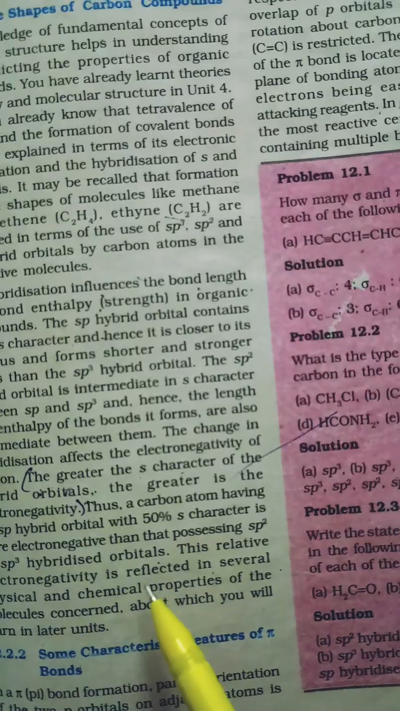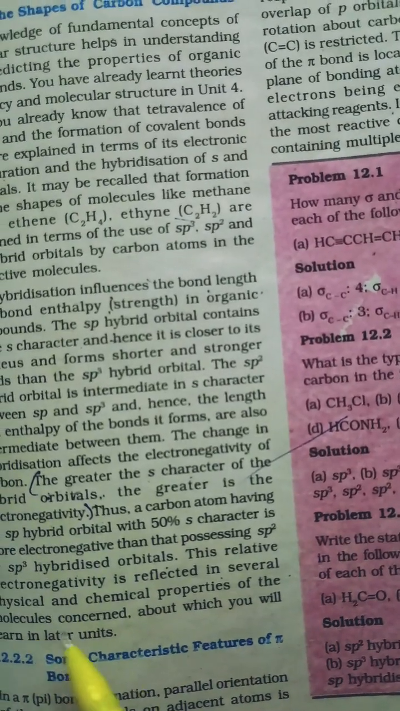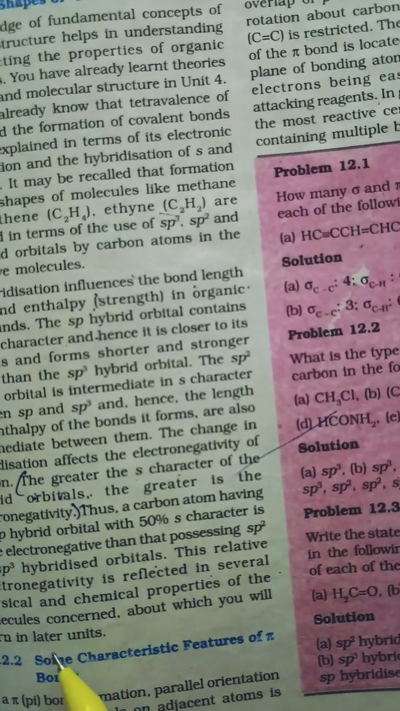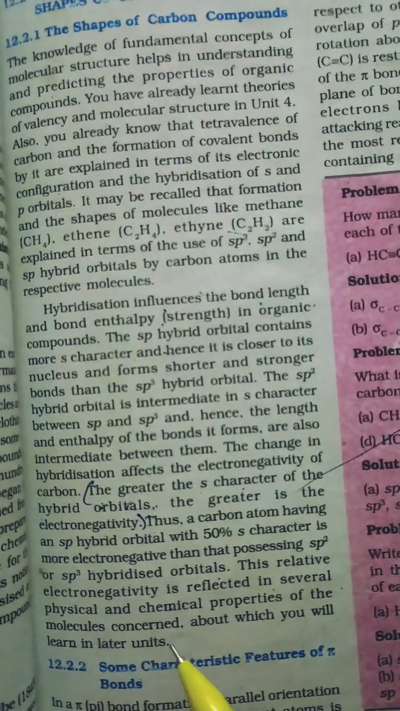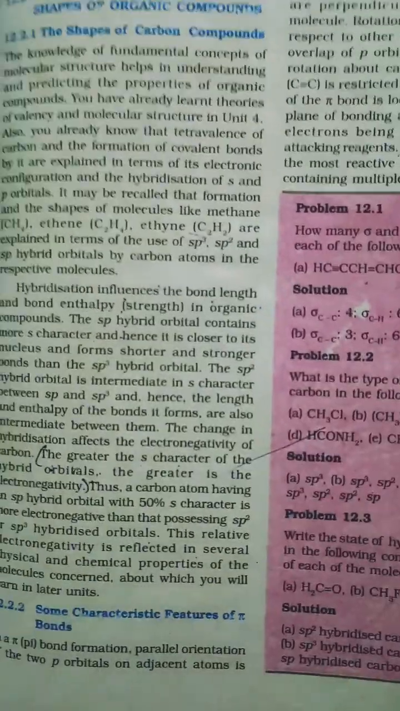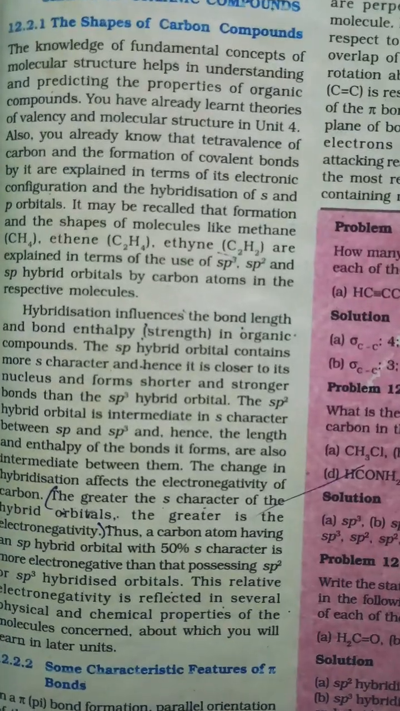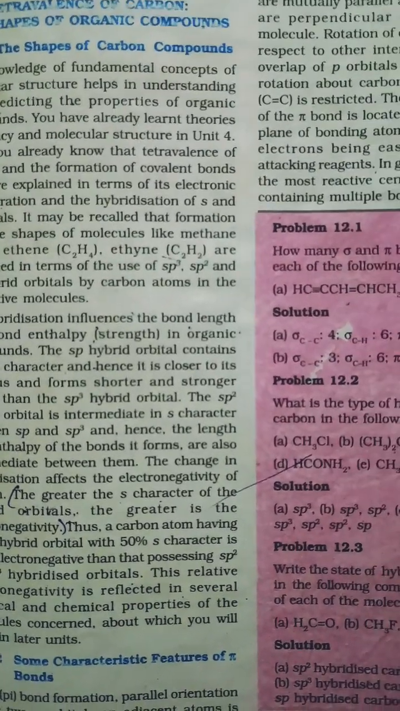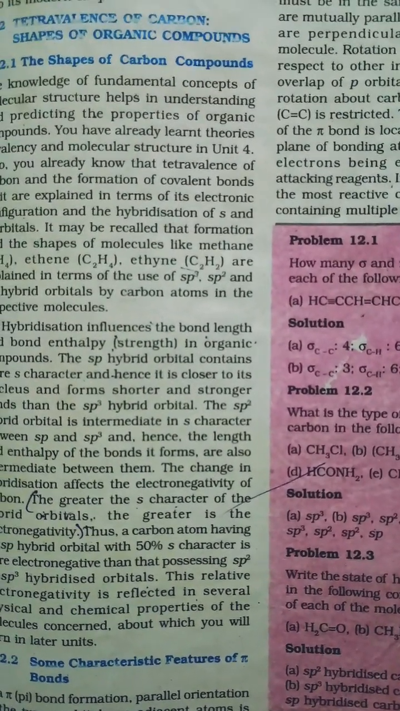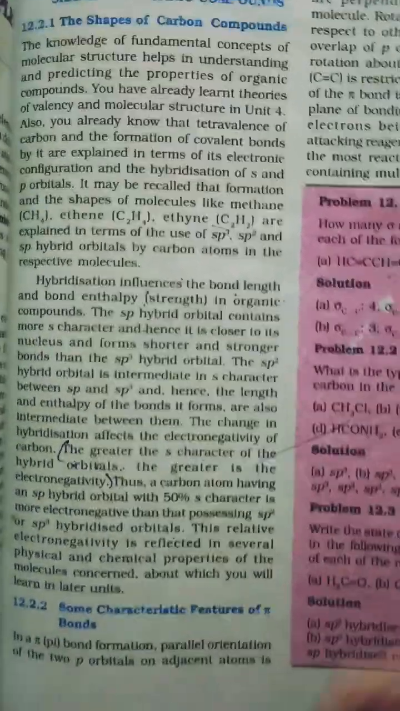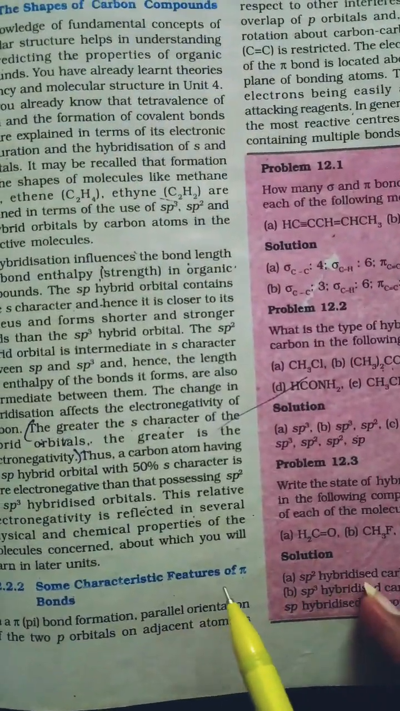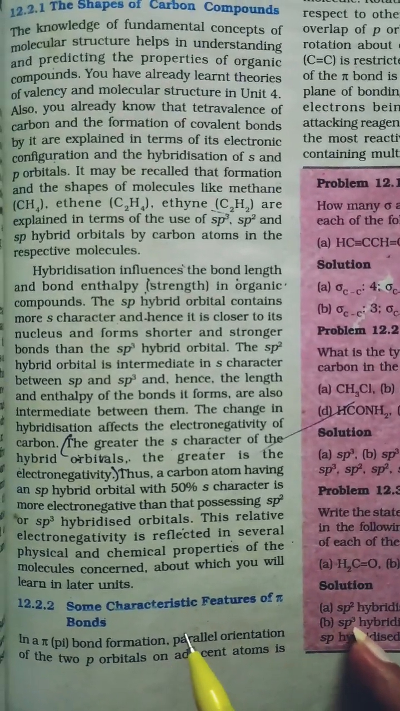This relative electronegativity is reflected in several physical and chemical properties of the molecules, about which you will learn in the later units. Those properties we will see as we complete the topics, so related properties will be discussed. We will stop here, and the next topic, some characteristic features of pi bonds, we will discuss in the next video.